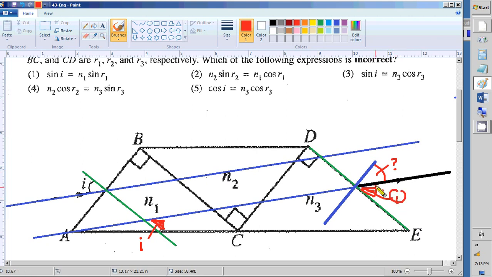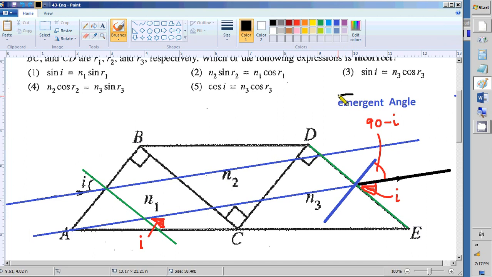Since this angle is I and this total angle is 90 degrees, so you can easily understand that this angle must be equal to 90 minus I. 90 minus I. Because this angle is the emergent angle. This one is the emergent angle. So now we know emergent angle is 90 minus I. So we are going to use this term in Snell's equation after a while. Therefore you have to keep this in your mind.